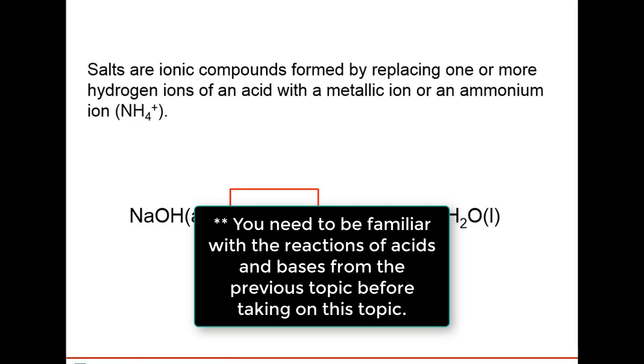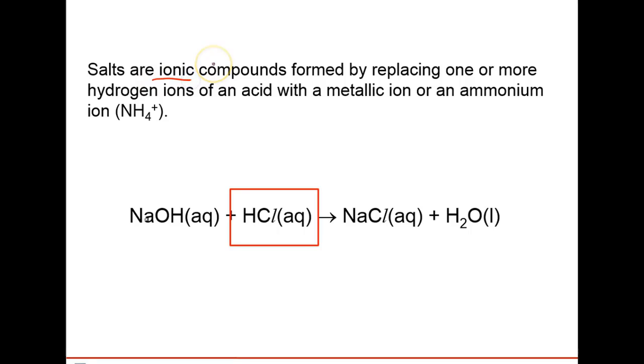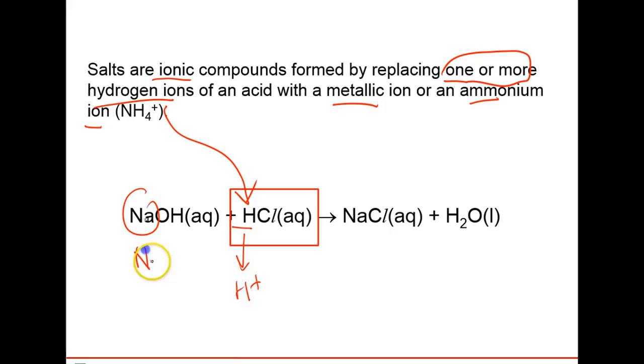Before we move on, salts, if you recall, are ionic compounds formed by replacing one or more hydrogen atoms of an acid with a metallic ion or an ammonium ion. So in this case, the H+ in HCl has been replaced by Na+ from NaOH, giving you the salt sodium chloride.